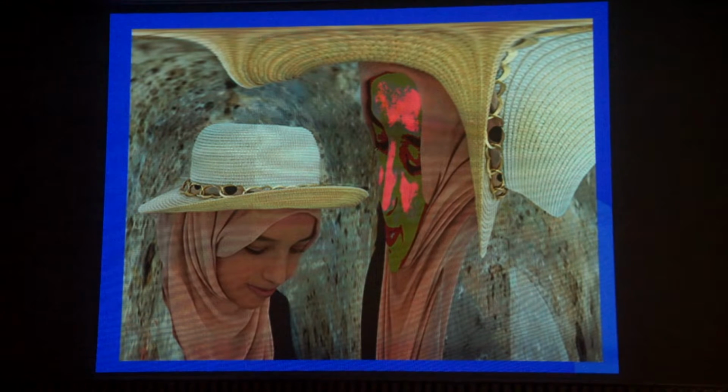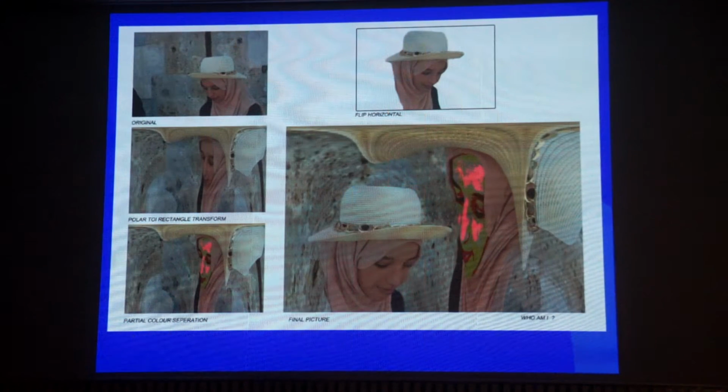Actually, as you are seeing, it is not a picture like that. What it is, you can see from the next slide. Show. The first one is the original picture. From there, I made a polar to rectangular transformation. After that, I made the color separation. And also, I took the original picture in reverse and took a cut out of that. And then we combine. Ultimately, we get the result. Next.